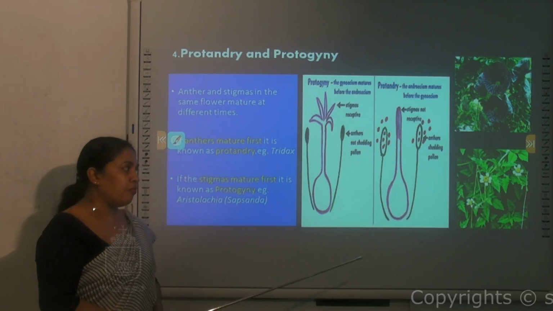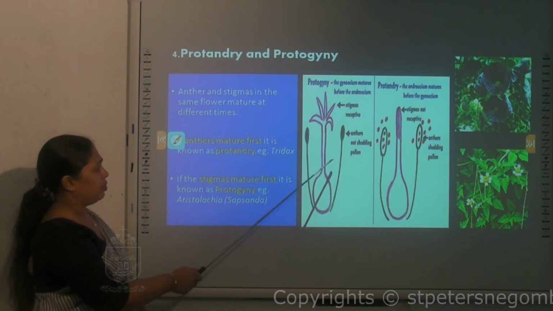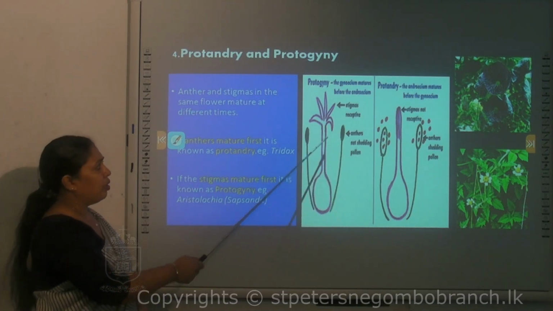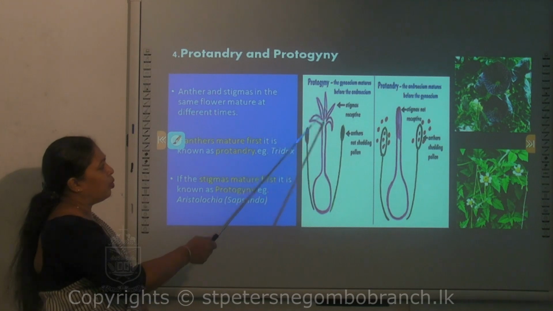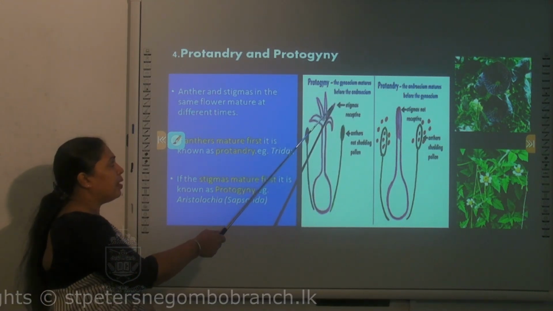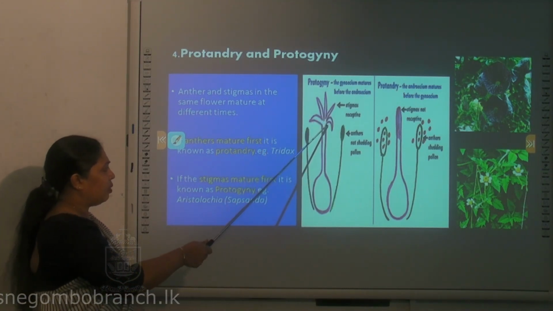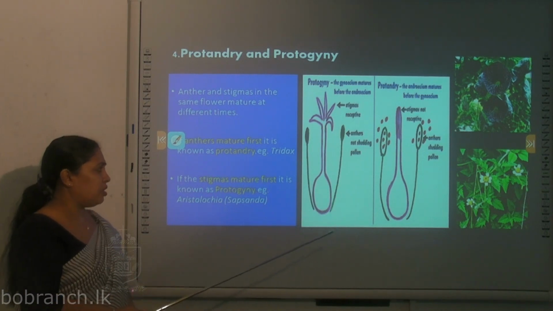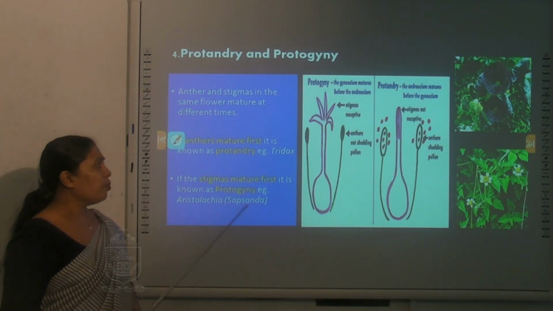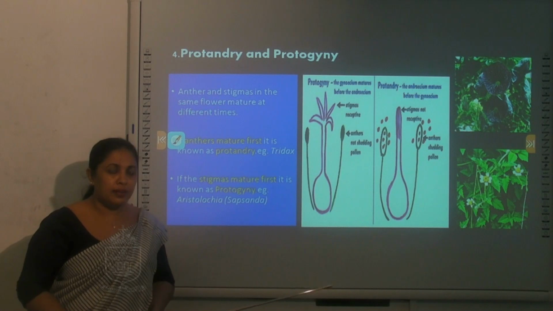It is a weed, and in some plants what happens? The anthers are not shedding pollen, they are not active, but the stigmas are receptive, open and active now. Pollen grains from other plants are coming here, and they may germinate because it is receptive, and the stigmas mature first, and it is protogamy.